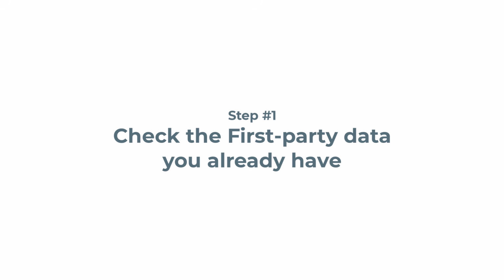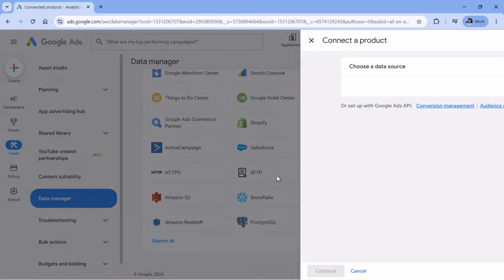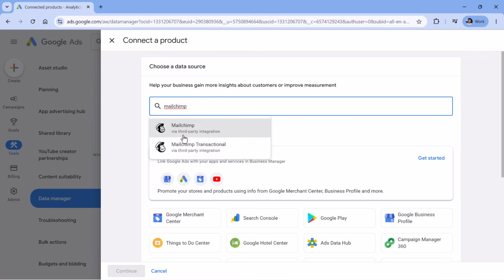If you want to actually do something with this, here's where I would start. First, check what first-party data you already have sitting unused. Most businesses have more than they think, for example, a customer list. And second, if you're not technical, then open Data Manager interface and see which of your sources can connect right now, without code. Google is now investing a lot in development of various connections, so there's a chance that the platform that you're using is already supported. And that's the plain English version of Google Data Manager.